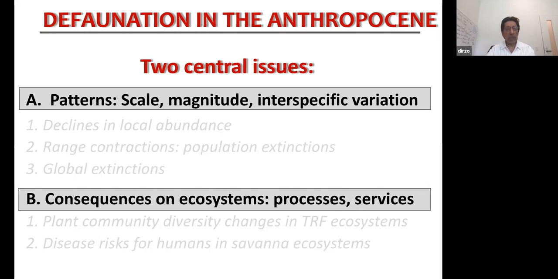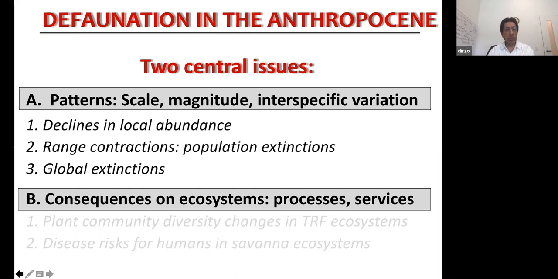So let us begin by trying to review quickly the patterns of defaunation as we understand them today in the Anthropocene. And in particular, I would like to address three elements here. Number one is the declines in local abundance of the species. Second, how those local abundances lead to contractions in the geographic range of distribution, which is something directly related to the extinction of populations. And lastly, I would say something very briefly about the global extinctions.